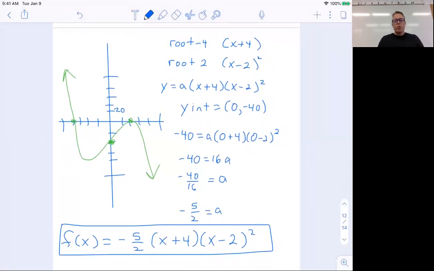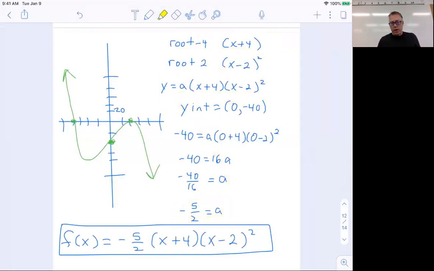So again, to write that equation, you write the factors from the roots, then write the general form with just a as a variable, plug in the y-intercept to solve for a, and then once you're done, you plug the a into there, and that is your equation of the function.